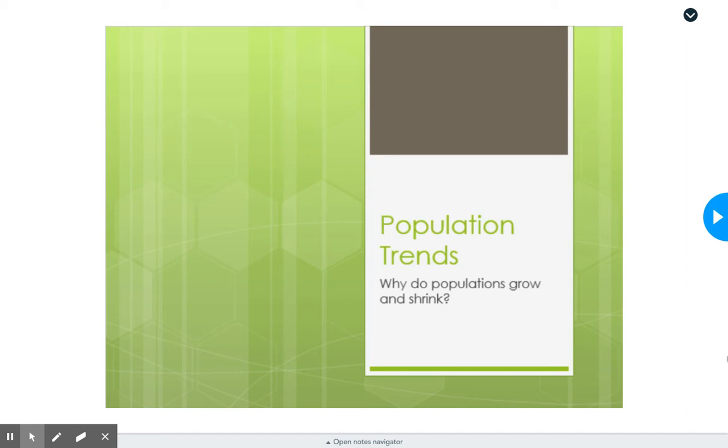Hey, so today I'm going over the mini lesson on population trends. This is for you if you were not in class when we did this, or if you need some extra help. This helps you with Unit 2, Task 3. So, the main question that we're trying to answer in this mini lesson is why do populations grow and shrink?